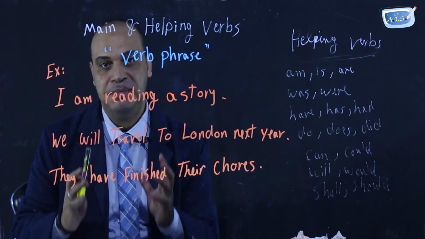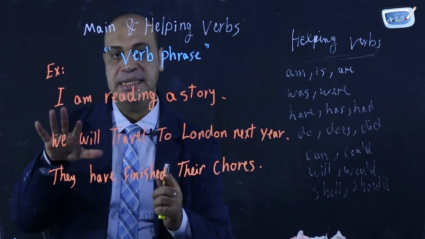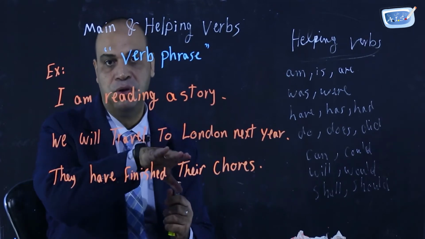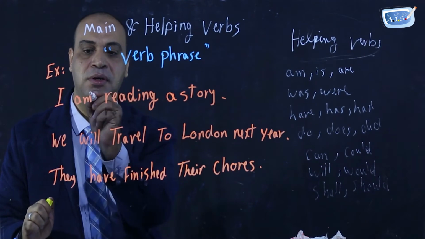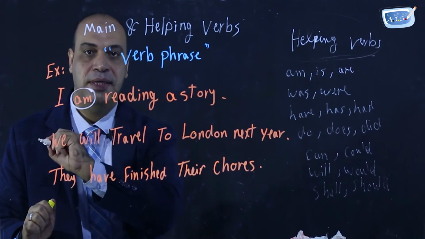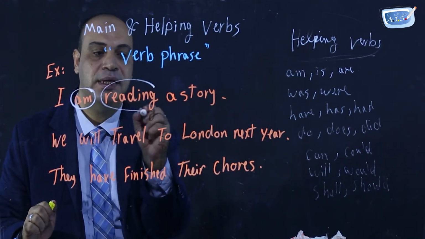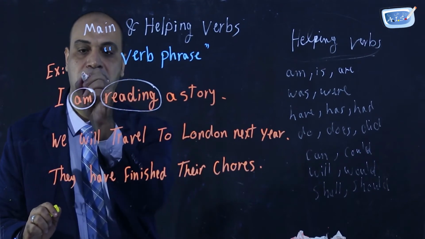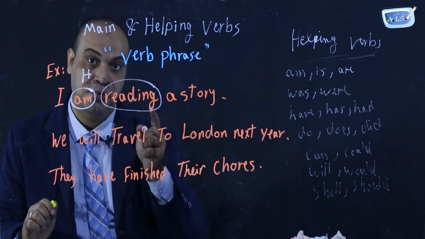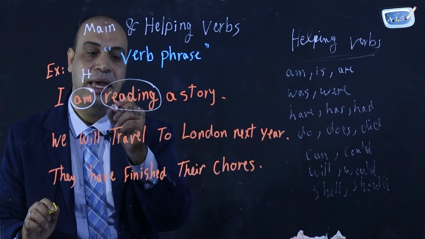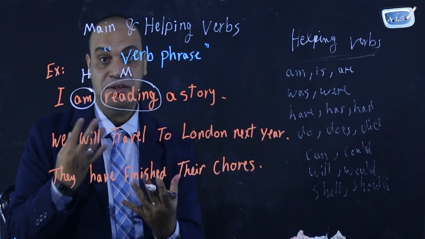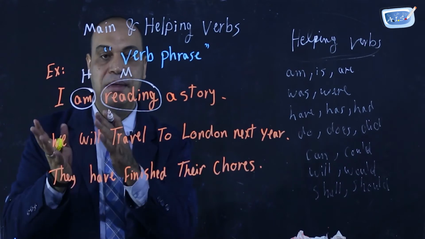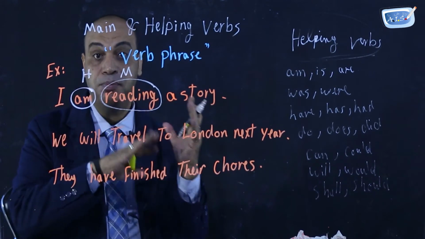Now let's have some examples. The first example: I am reading a story. So what is the verb phrase here? Am is the helping verb and reading is the action verb. The helping verb must come before the main verb, and reading is the main verb. Generally the main verbs express actions. So am reading is expressing the present tense.